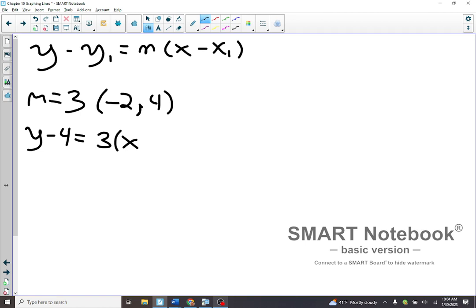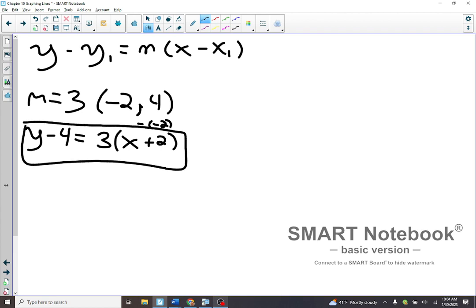Very important here. In your final answer, it's x minus negative 2, so it's technically minus a negative 2. So it's going to be plus 2 in your answer, okay? Why is it plus 2? Because a double negative is a positive.